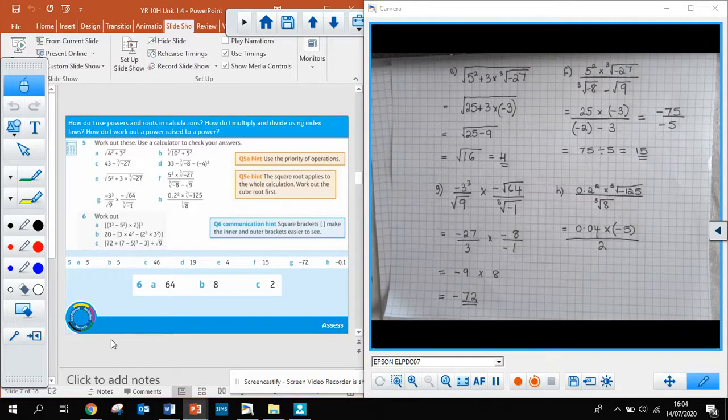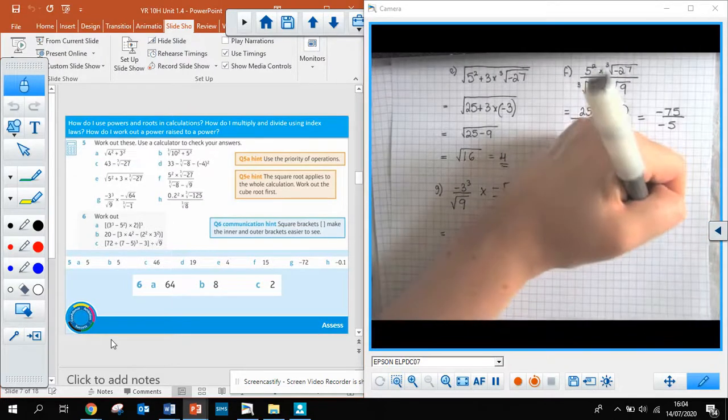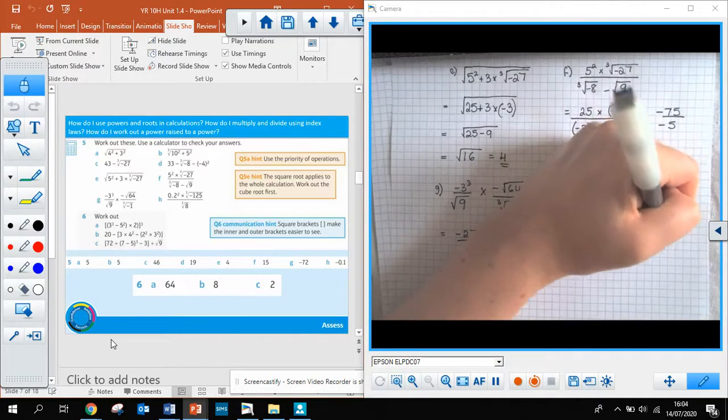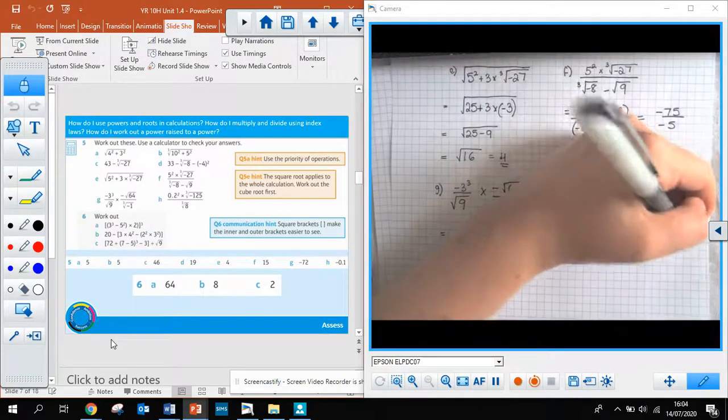0.04 multiplied by negative 5, you need to work out first. Now you could use a calculator for this one. I don't think you need to, but just in case you did, you need to put in 0.04 multiplied by negative 5, and that will give you negative 0.2, and then it's all divided by 2.